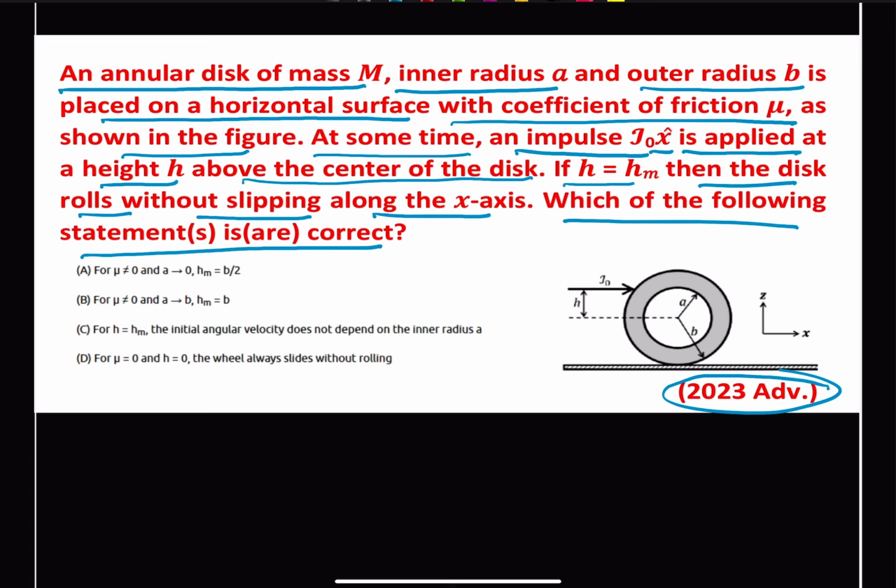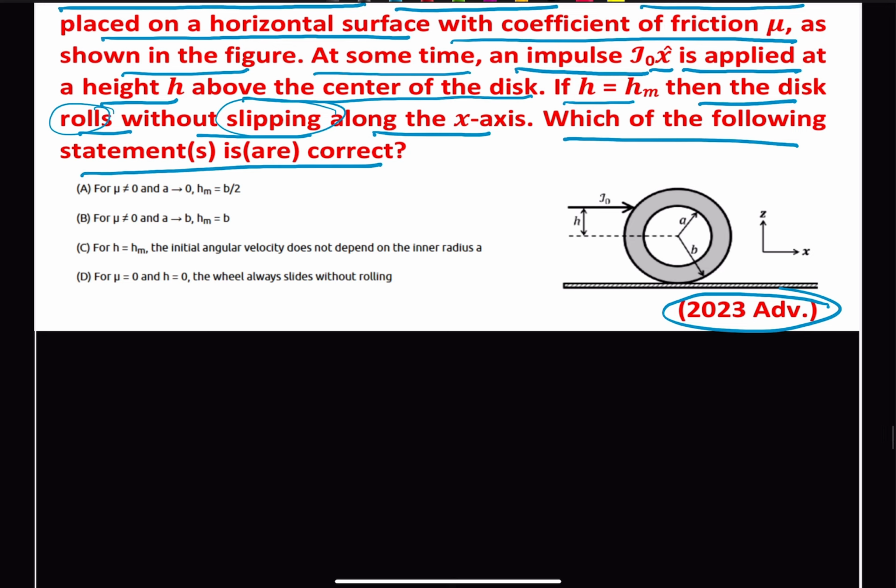So here it is basically a rolling motion without slipping. So let us discuss this rolling without slipping when impulse is applied. After impulse, so you can say that condition for pure rolling after impulse.